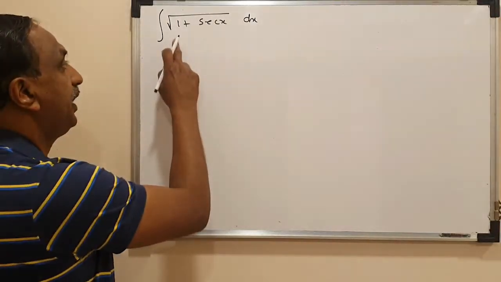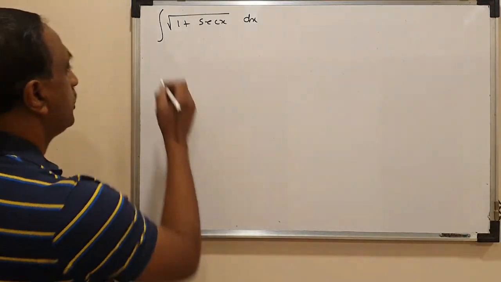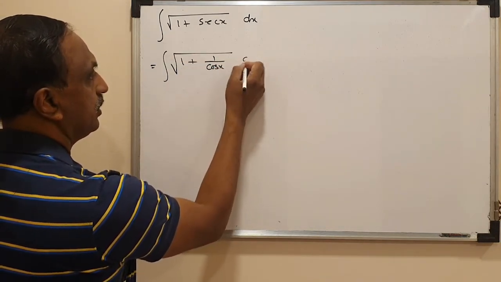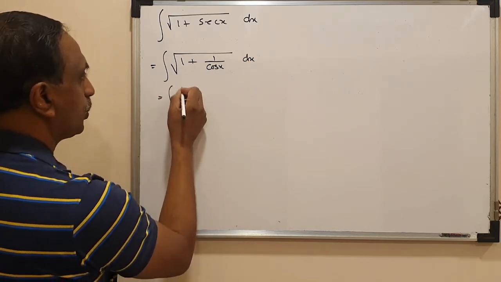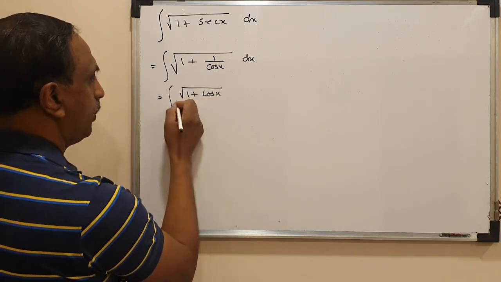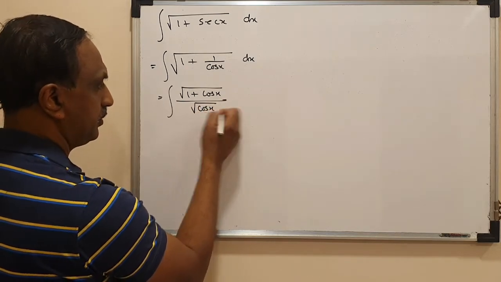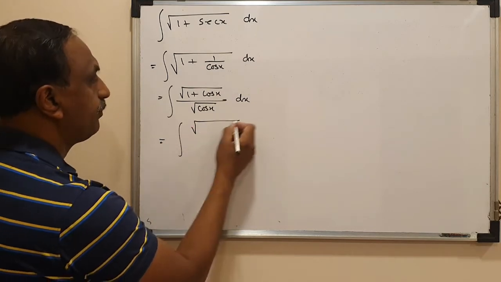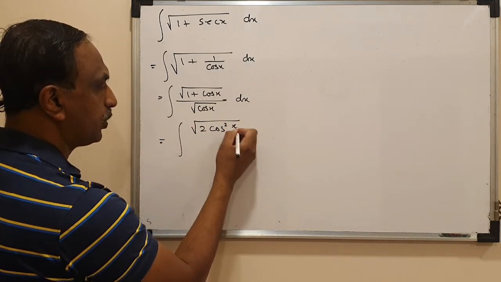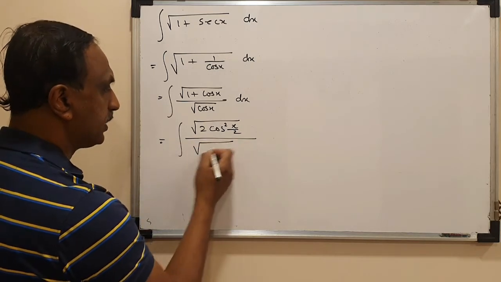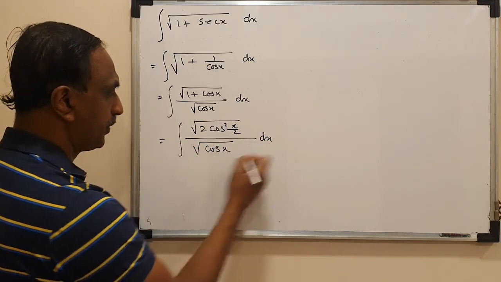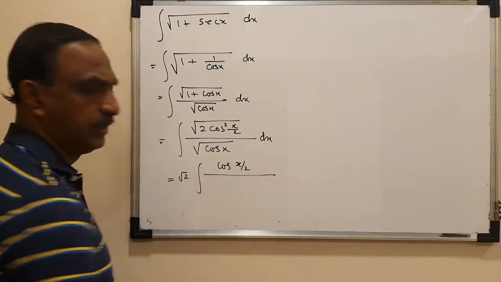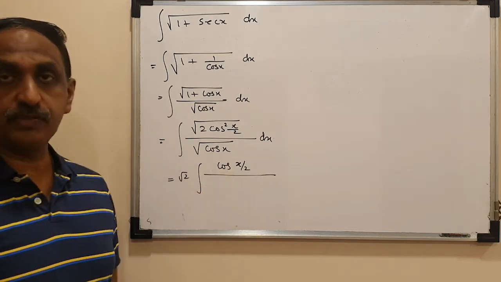Another special case, integral of root of 1 plus sec x. So this you can write as root of 1 plus 1 by cos x. Now if you take LCM, root of (1 plus cos x) upon root cos x. Now 1 plus cos x you have seen, so it becomes root of 2 cos square x by 2 into root cos x. That root 2 came outside the integral, cos x by 2. Now cos x by 2 is the derivative of sine x by 2.